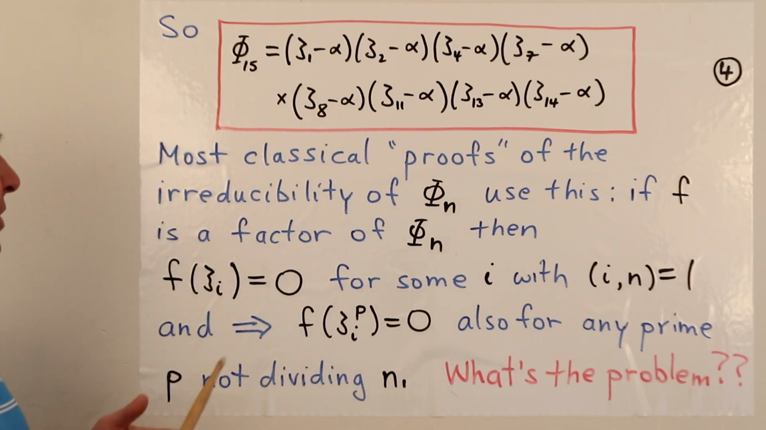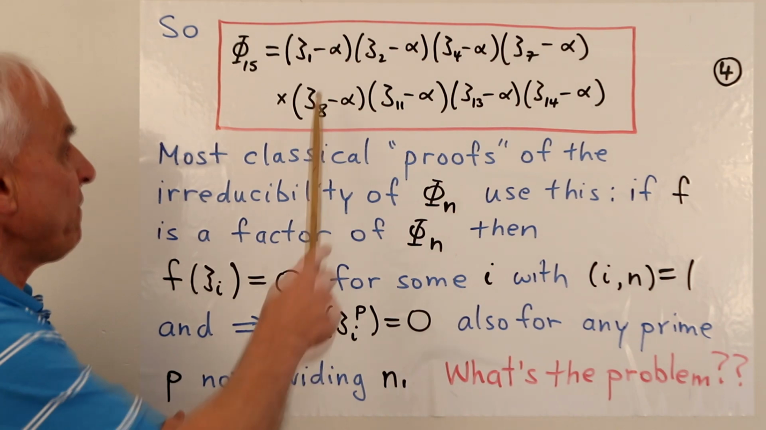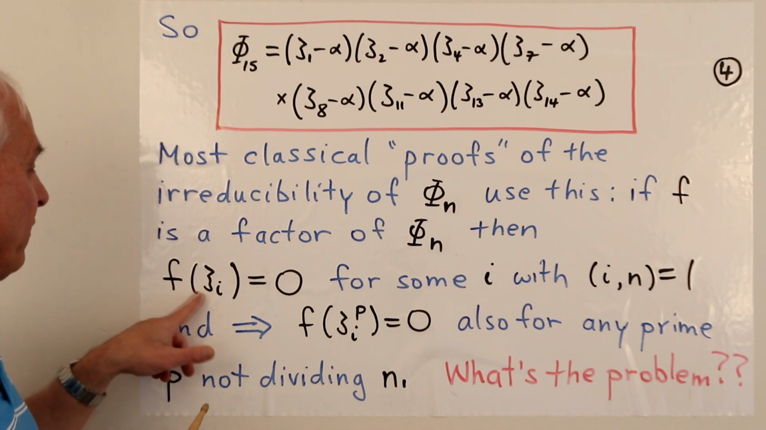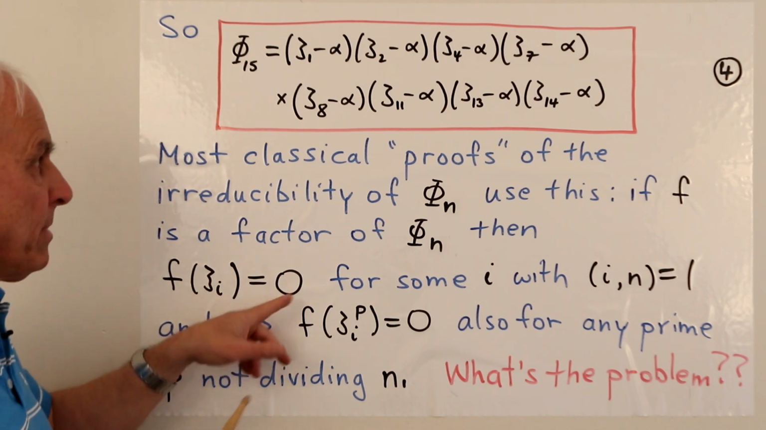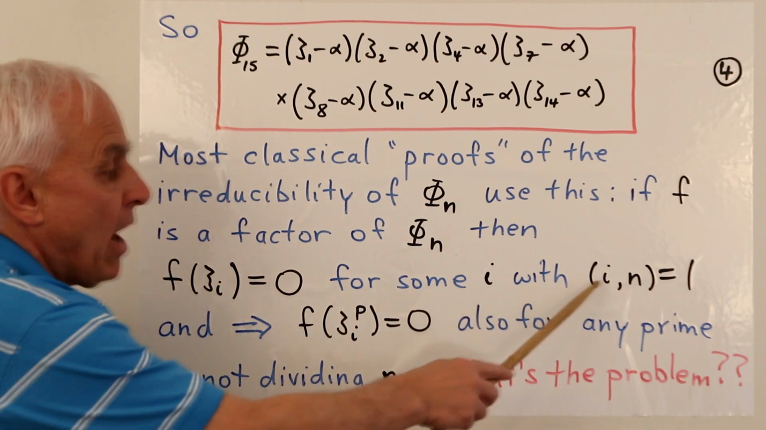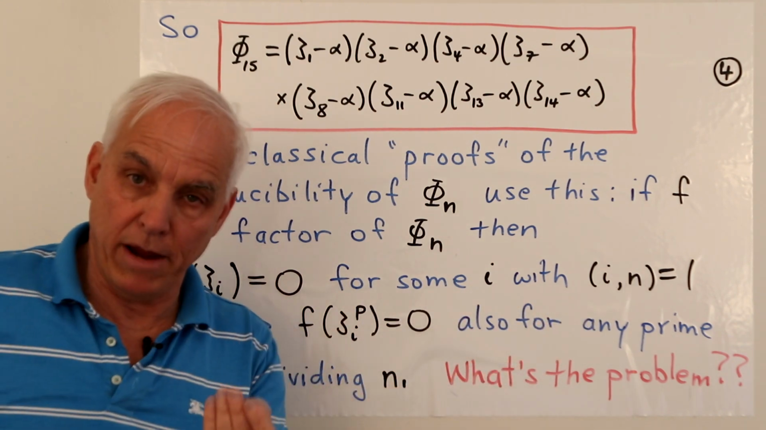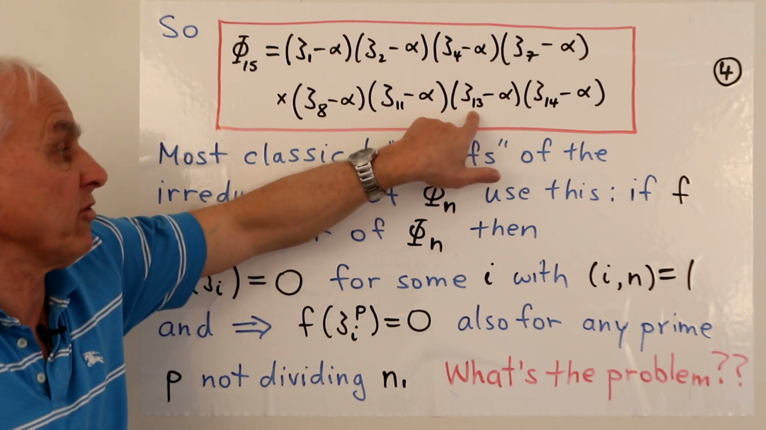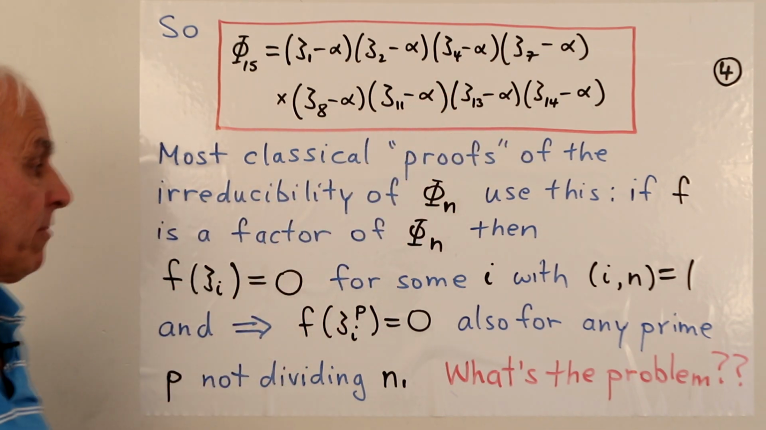Okay, and the argument is something like this: if f is a factor of, say, phi sub n in general, then it means that f of zeta I is 0. It must contain one of these things at least, for some I with I and n relatively prime, just like in this case. So maybe it's going to have at least one of these factors, maybe phi sub 13 minus alpha, might have some others.